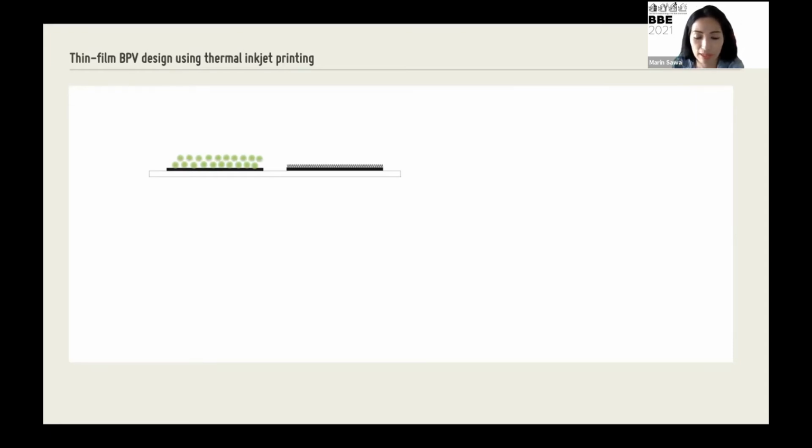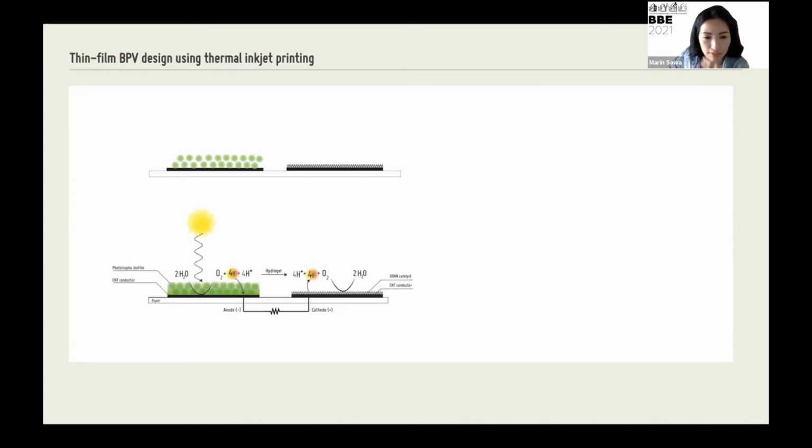The important thing is that the cells then grow over this carbon nanotube interface. And this is the mechanism of the printed biophotovoltaic system, whereby photosynthesis generates electrons by water splitting, liberating electrons and protons, allowing them to migrate to the cathode for the oxygen reduction reaction.